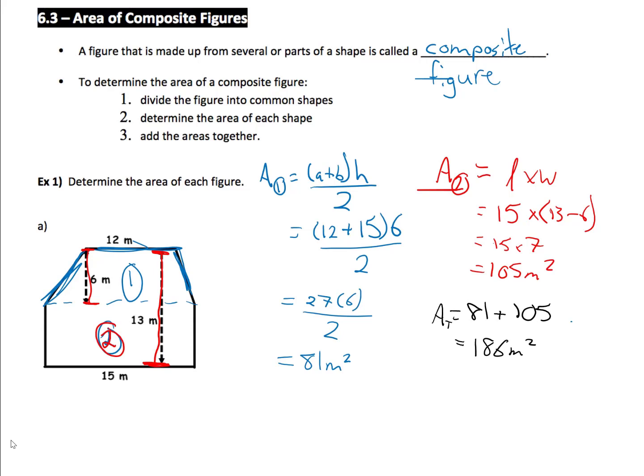All right. So all you're doing is dividing the shape into two separate shapes and then finding the area for each shape within it. Okay, next question.